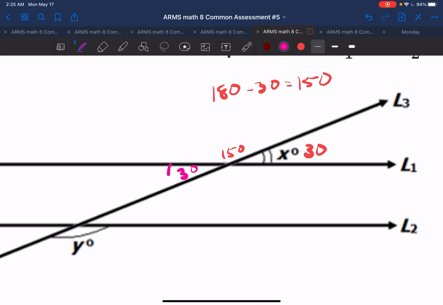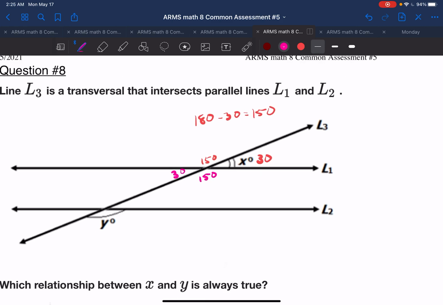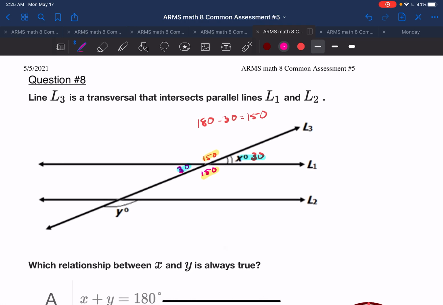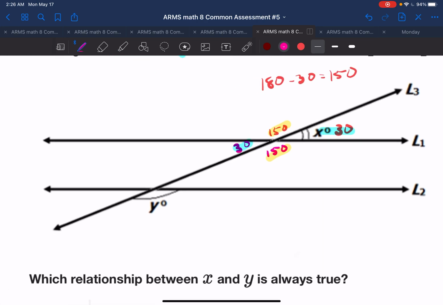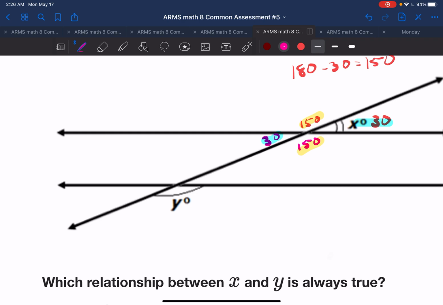If this one's 30, this line right here, this half circle right here, is going to equal 180. So if that one's 30, that means this one has to be 150. And then you can start to see that these are going to be the same. These are going to be the same. And now, because this is called a transversal, right? That means you have two parallel lines and one line going through them both, right? That means that the angles are going to be the same.